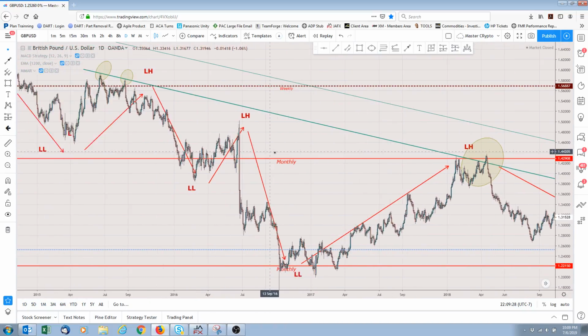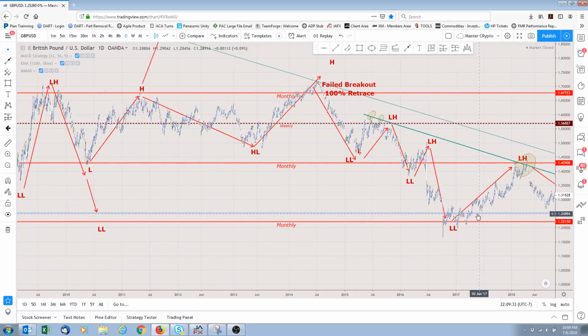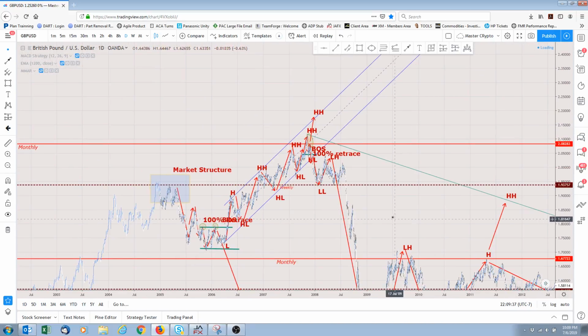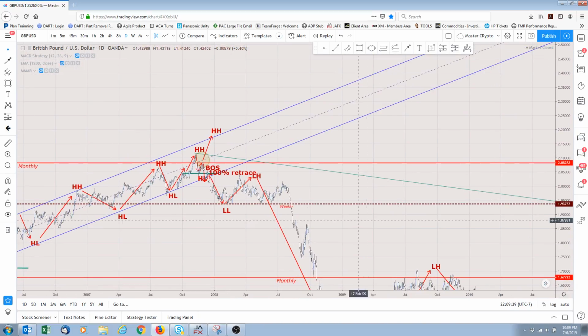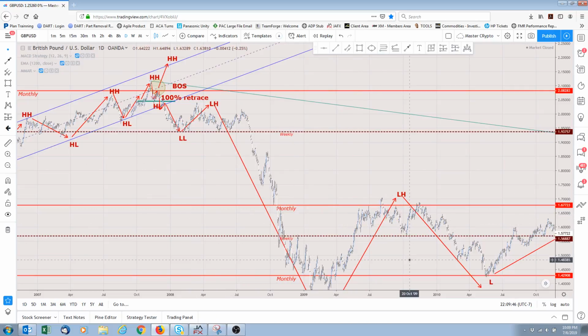But as you can see, the market moves in this pattern. It makes a lower low, a lower high, a lower low, a lower high, or a higher high and a higher low. And when it changes directions, it makes a break of structure, and it makes a 100% retrace and continues on in a new direction.